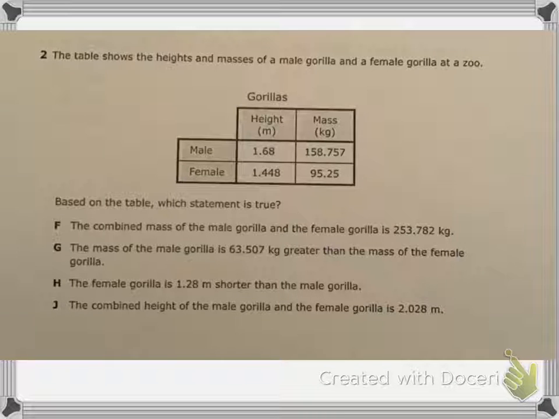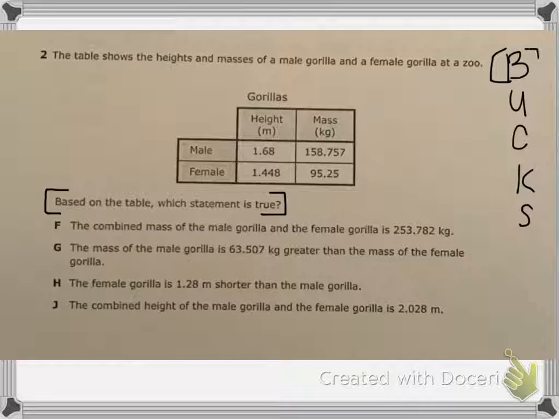The table shows the heights and masses of a male gorilla and a female gorilla at a zoo. Based on the table, which statement is true? I'm going to go ahead and write Bucks. And I need to bracket the question, which is based on the table, which statement is true. Then we're going to underline and circle important information.